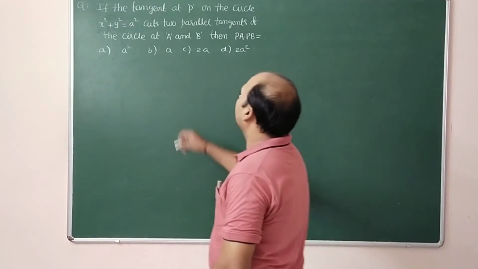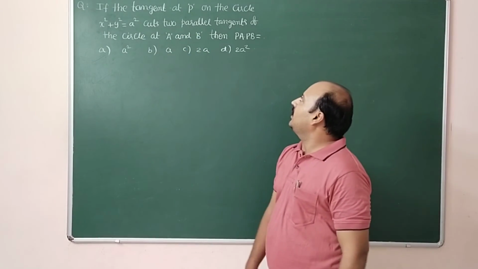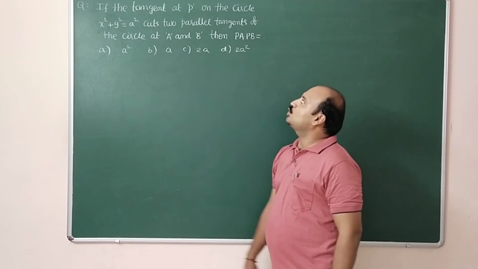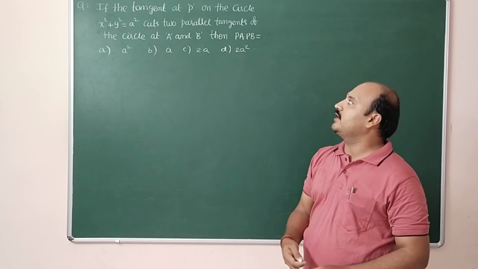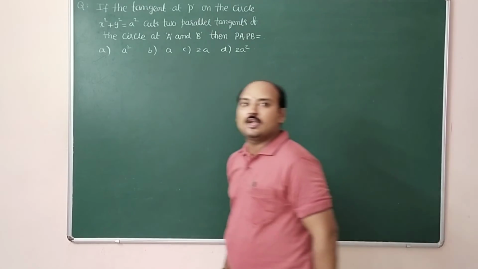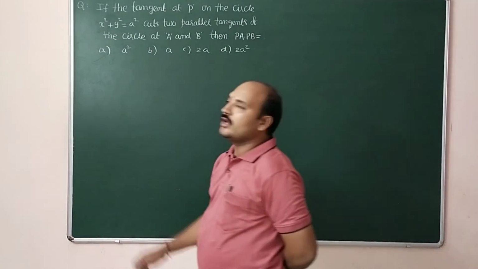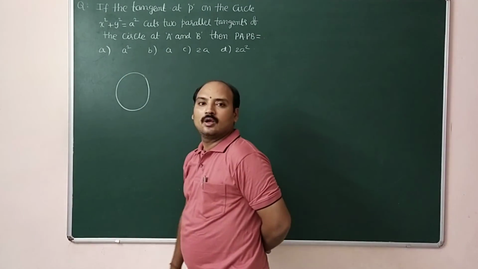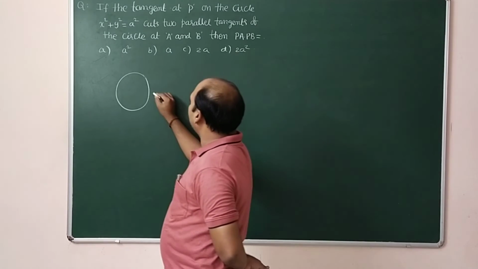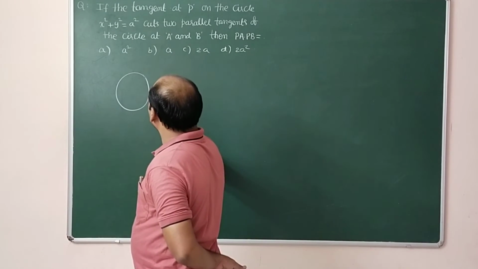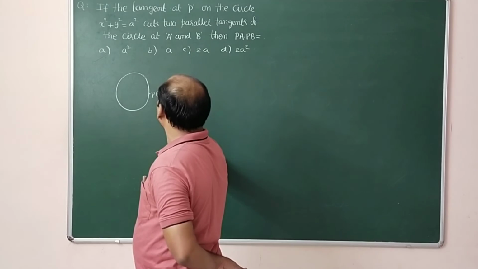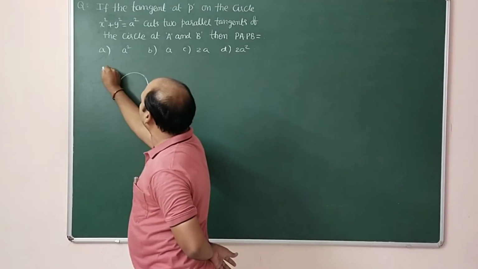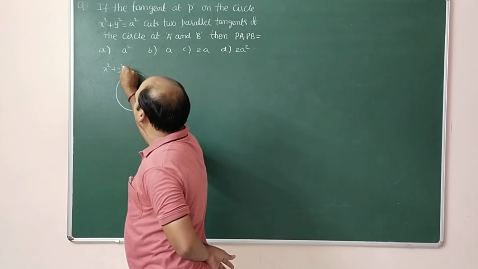The next question. If the tangent at the point P on the circle x square plus y square equal to a square cuts two parallel tangents of the circle at A and B, then PA into PB equals. See here, x square plus y square equal to a square is the circle. Here some point P I am taking, P of x1, y1. Whenever the point is on this circle, x square plus y square equal to a square.